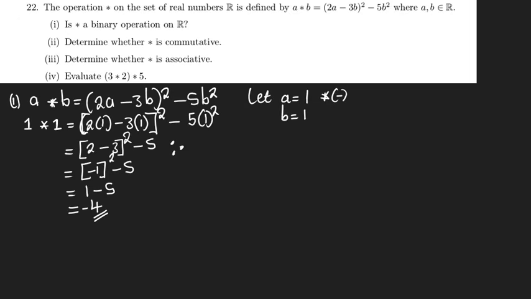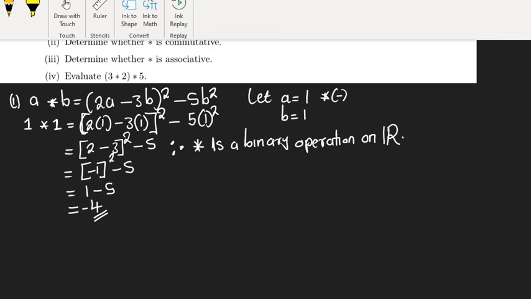Therefore, star is a binary operation on R. That is how you do the first one. Let's try to do the second question.